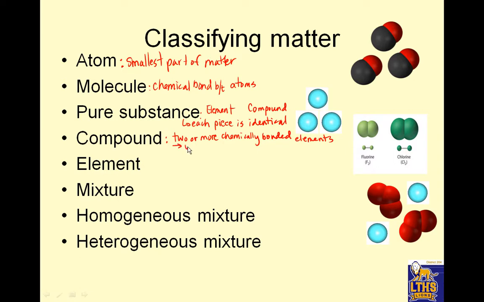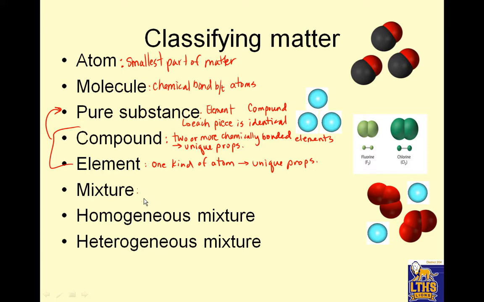Compounds have unique properties. That's why they're considered pure, because they have unique properties. Every piece of a compound looks the same as every other piece. An element is one kind of atom. Only one kind of atom in an element, and elements have unique properties. So what makes elements and compounds pure is that each piece of an element or each piece of a compound is exactly the same as each other piece.